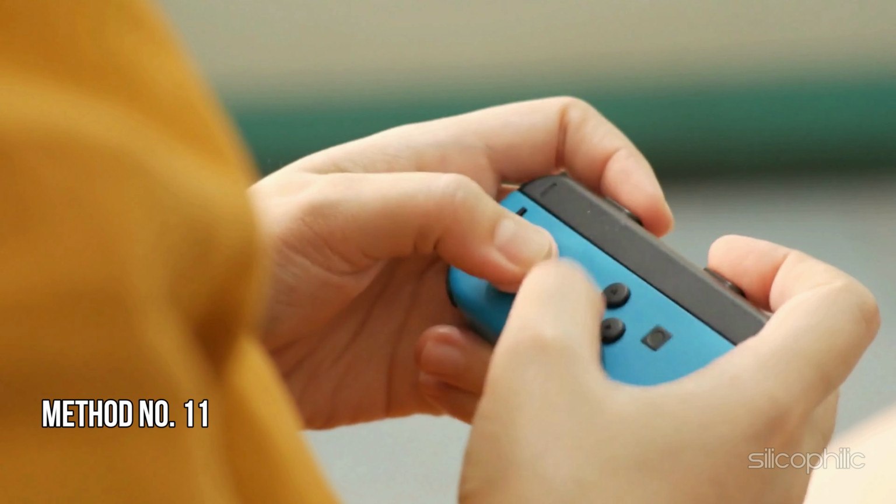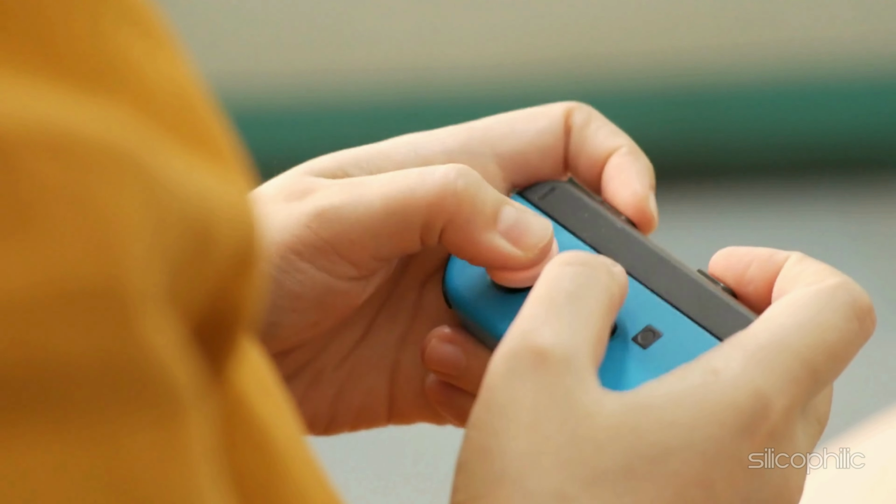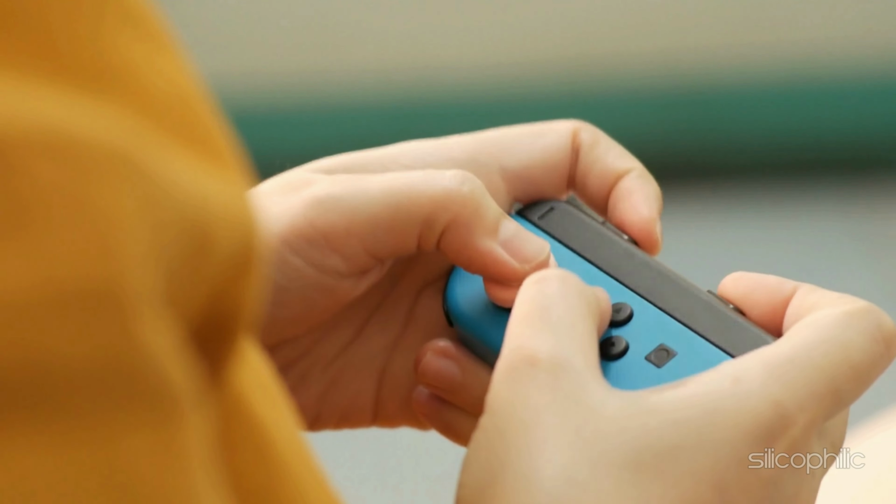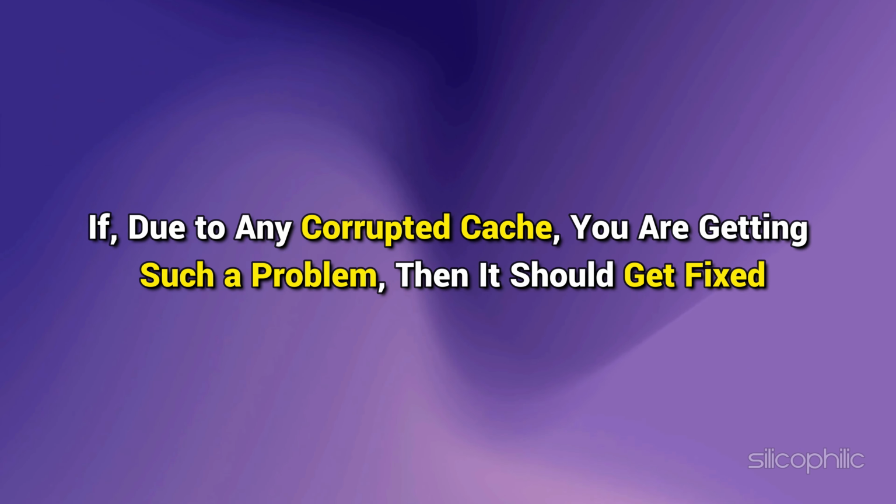Method 11. Update the Switch in maintenance mode. Next, you can update the system software in recovery mode. This will remove the cache files from the system. If you are getting such a problem due to any corrupted cache, then it should get fixed.